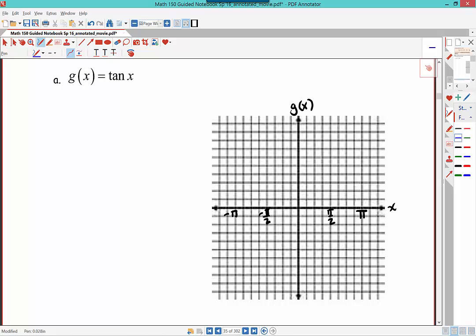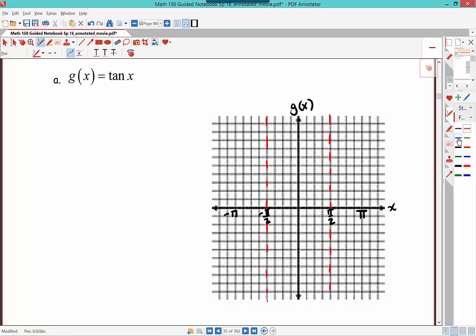So if you recall, the tangent function is equal to the sine function over the cosine function. And the zeros of the cosine function on one round of the unit circle are going to occur where? Good, at pi over 2 and 3 pi over 2, which is coterminal with, good, negative pi over 2.